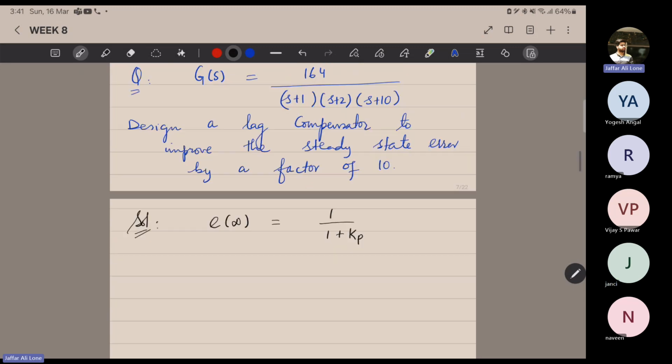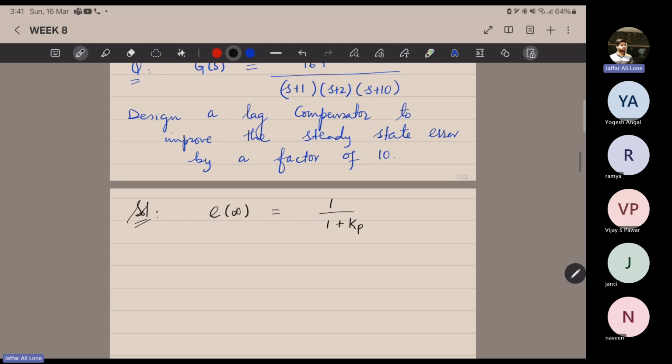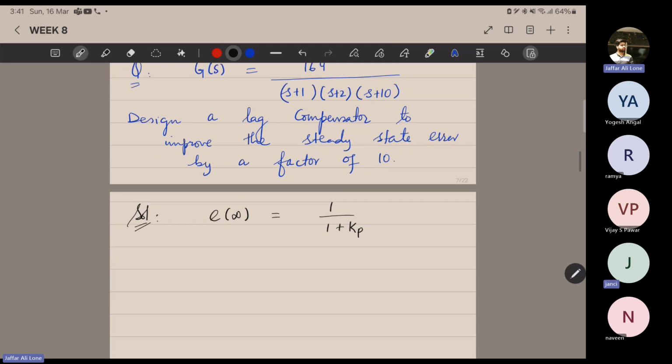For example, I am calculating the uncompensated Kp. So I'm assuming there is no compensator added to this system, and I need to find the steady state error. I know it's a type 0 system, so for the steady state error to be finite, the input has to be a unit step, right? So what will be Kp?